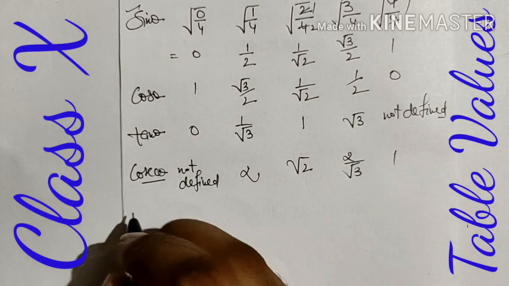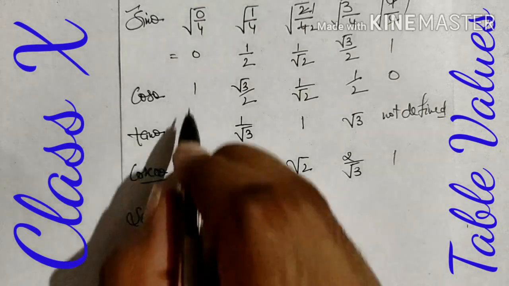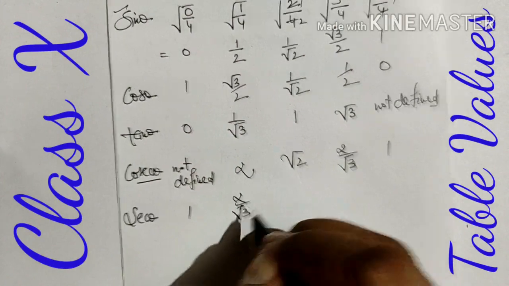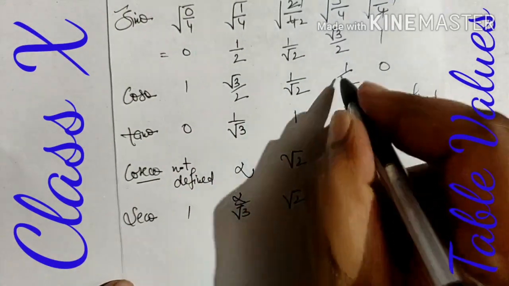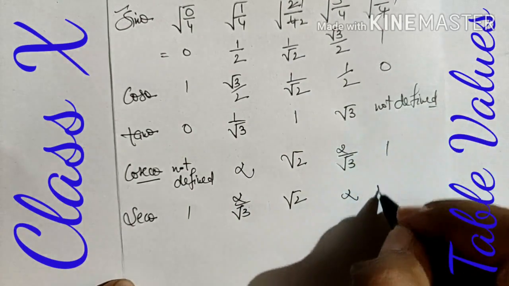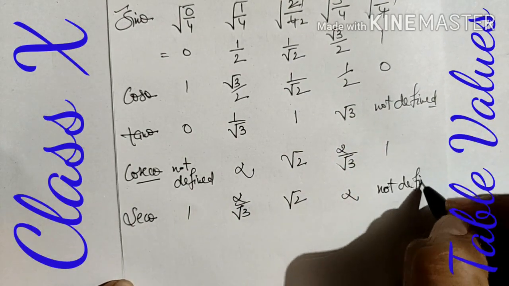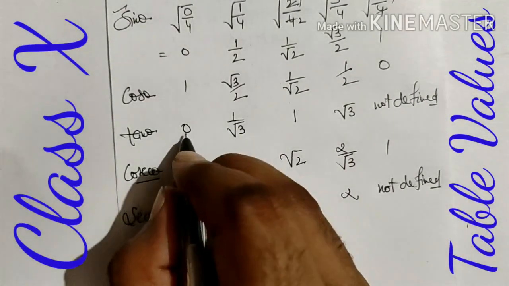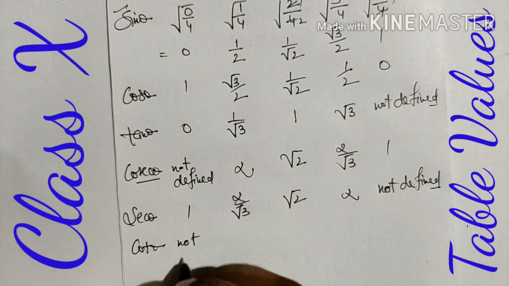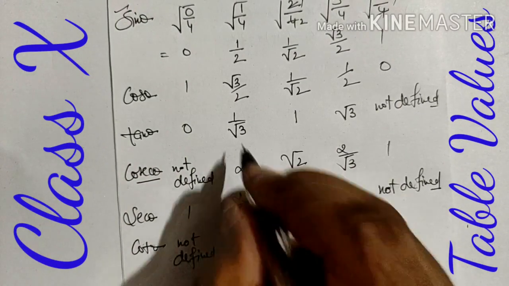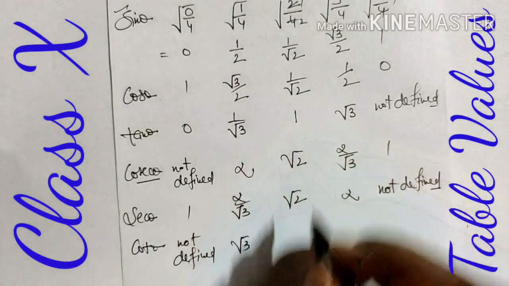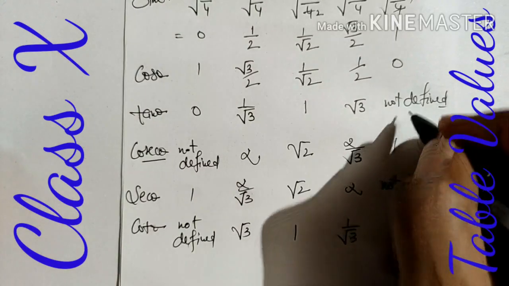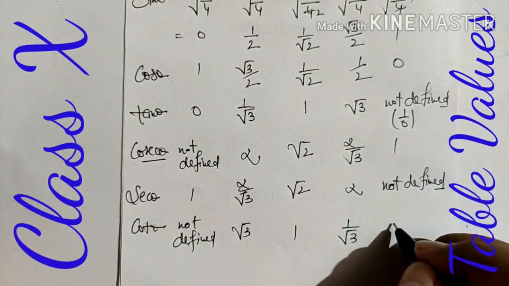Next function is the reciprocal of cos theta, that is secant theta. So take the reciprocal of each value, reciprocal of 1, reciprocal of this value, next reciprocal of this value, next reciprocal of this, and reciprocal of 0 is not defined. Cotangent theta, the last one, is the reciprocal of tangent. So reciprocal of 0, 1 by 0, is not defined. Reciprocal of this value becomes square root 3, reciprocal of 1 is 1, reciprocal of this is 1 by square root 3, and reciprocal of not defined, which means 1 by 0, becomes 0 by 1, that is 0.